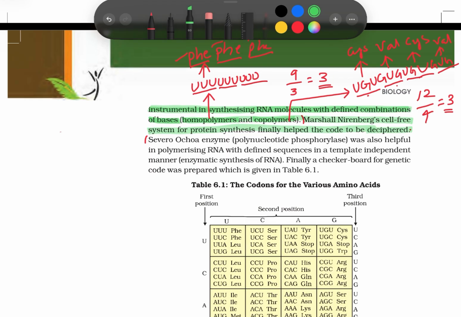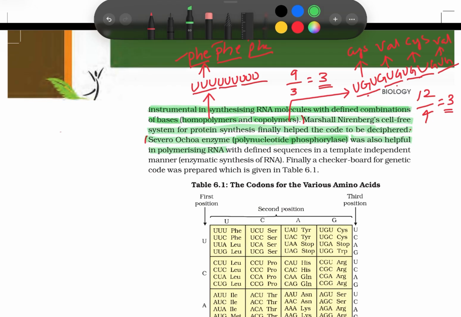He used this enzyme, Severo Ochoa enzyme. The scientist Ochoa first observed this enzyme, hence that enzyme was so named, Severo Ochoa enzyme. Its common name is polynucleotide phosphorylase. By using this enzyme, he deciphered the code without using the DNA template. It was also helpful in polymerizing the RNA.